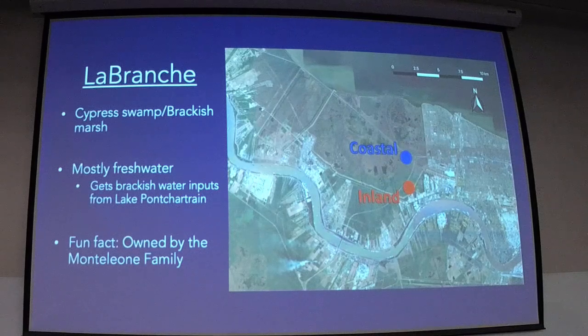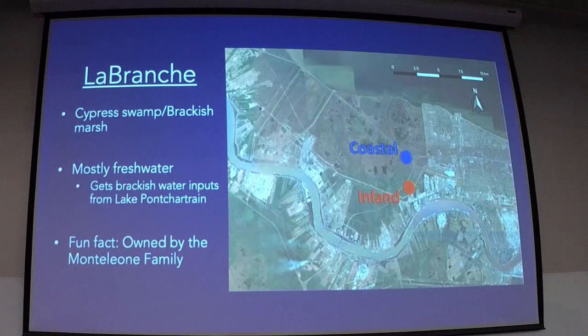This is an area known as the Labranche Wetlands. They're owned by the Monteleone family, the same family that owned the Monteleone Hotel in the French Quarter and the Carousel Bar, just a fun fact. This is mostly a freshwater system, but a very important part of that is that Lake Pontchartrain is not technically a real lake.